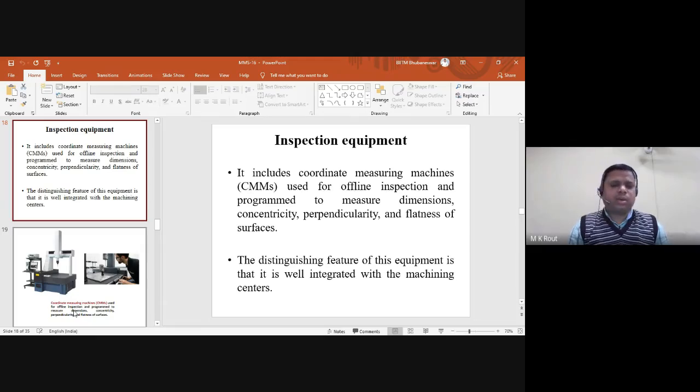A distinguishing feature of this equipment is that it is well integrated with the machine centers. Whenever you go for inspection equipment, it is directly placed in the quality control department, and the quality control executive is responsible for measuring different aspects: dimensions, concentricity, perpendicularity, and the flatness of that particular work material. These directly integrate with the machine centers.